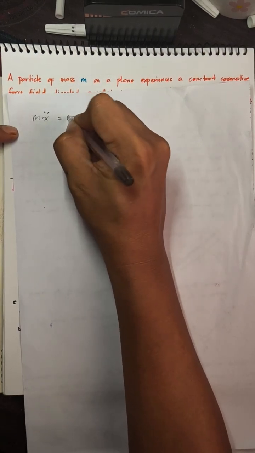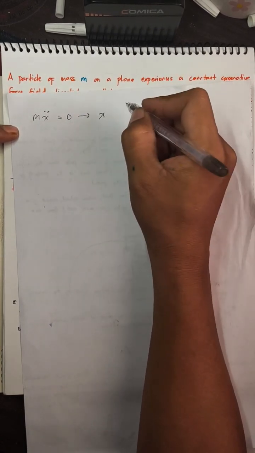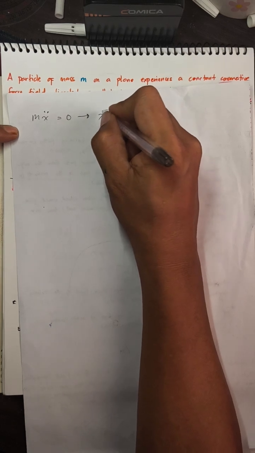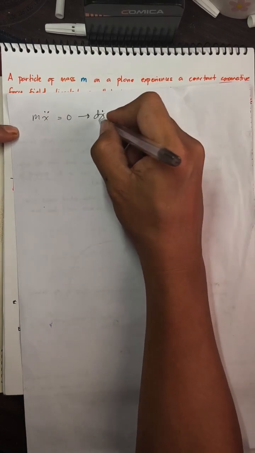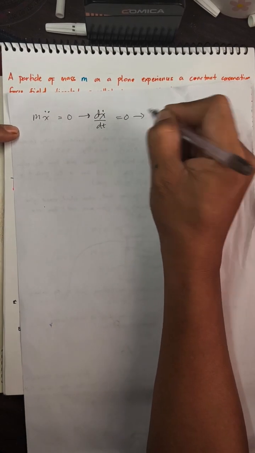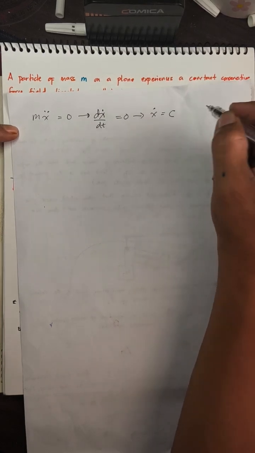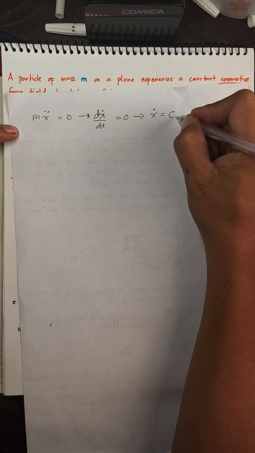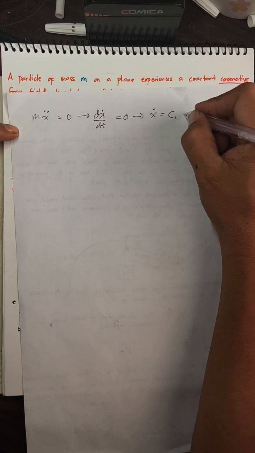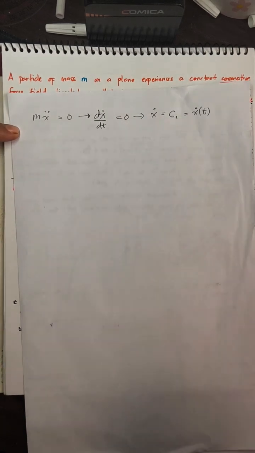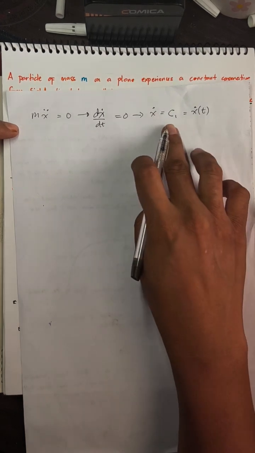m x double dot equals 0. From here, clearly, we can see immediately, integrate: x double dot is dx dot over dt equals 0, which implies that x dot is equal to some constant. Let's call this constant c1. Notice that this is x of t, and this is x dot of t. So we have to apply the boundary conditions to solve for the constant.